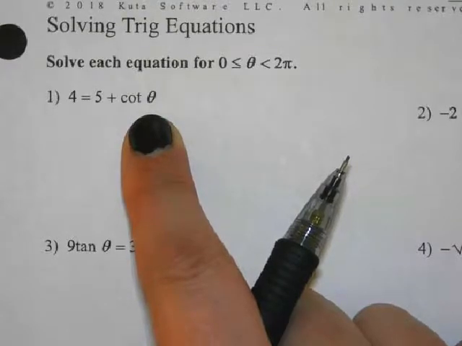And what could we move first? The 5. So I'm going to go ahead and subtract 5 over.